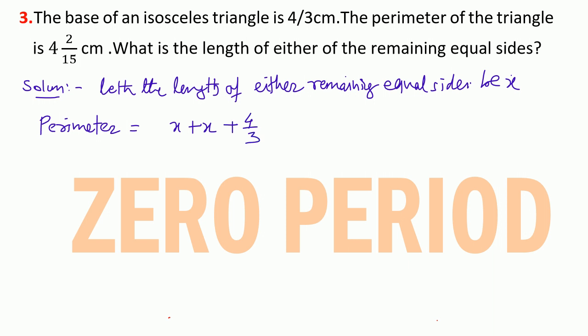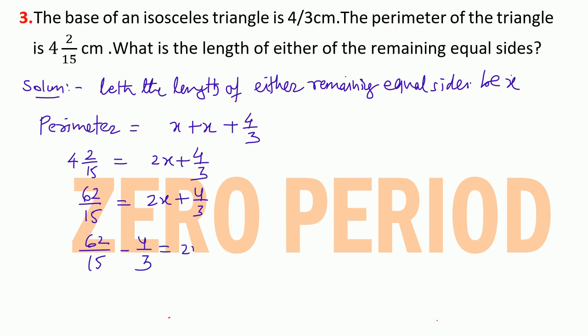The value of perimeter is also given, which is 4 2/15, is equal to x plus x, it is 2x, plus 4/3. Now 4 2/15 can be converted into an improper fraction: 15 times 4 is 60, 60 plus 2, 62/15 is equal to 2x plus 4/3. Then 62/15 minus 4/3 is equal to 2x.